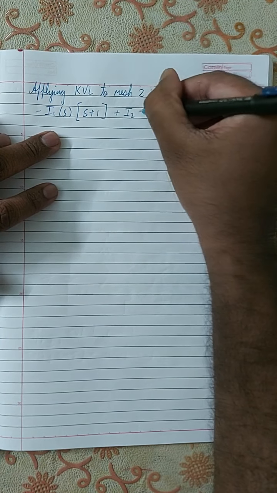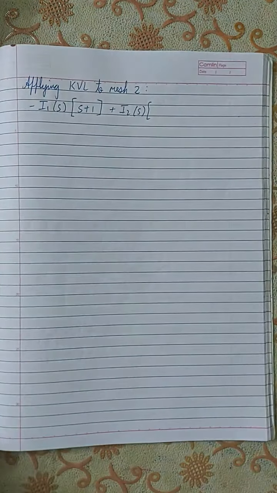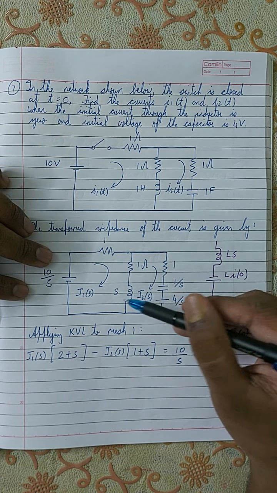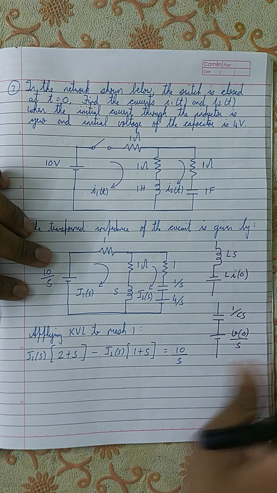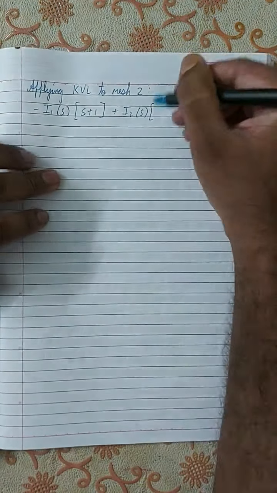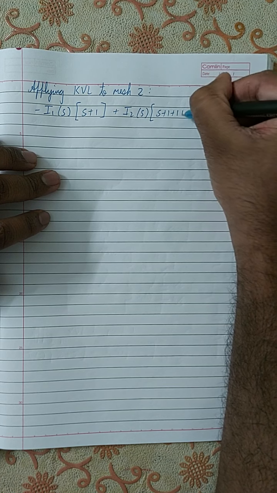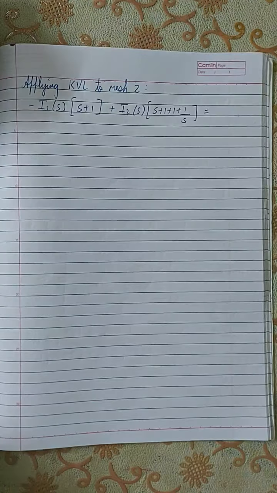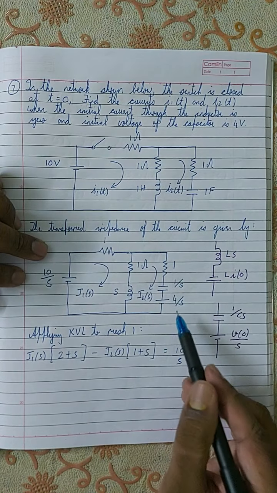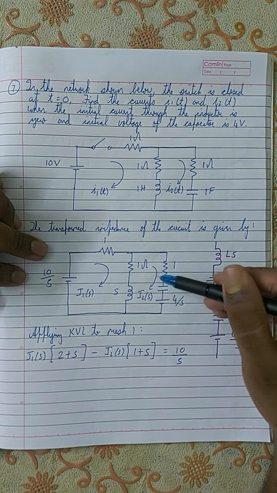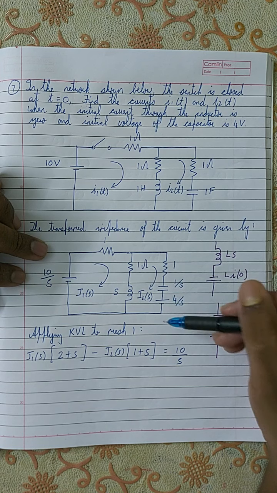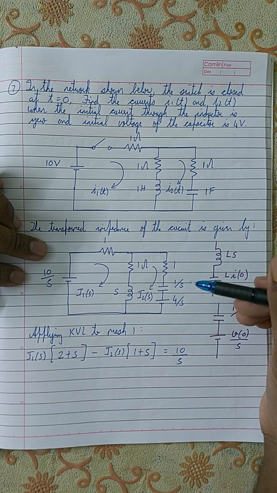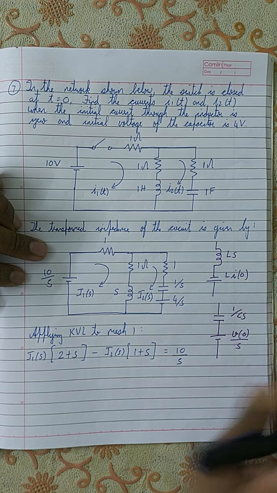plus I2 of s into, and what about I2 of s? I2 of s is touching this one, this one, this one, and this one. 4 elements. That is s plus 1 plus 1 plus 1 by s. Is equal to, and what about the voltage? Only one voltage, that is 4 by s, and this I2 is flowing from top to bottom. It is flowing downwards into the positive terminal, which means this positive terminal is not generating current, it is opposing the current. So it is minus 4 by s.